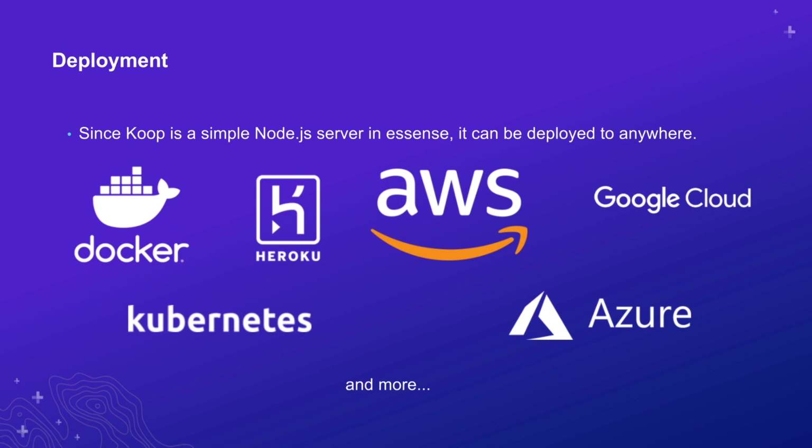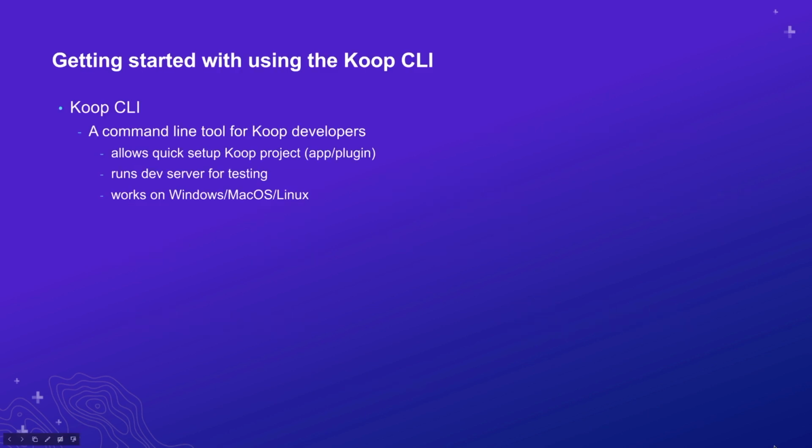As far as deployment goes, Koop is just a simple Express Node.js web server. So it really can be deployed anywhere. And we have deployments using Docker, Heroku, AWS and AWS Lambda, Kubernetes, and many others.